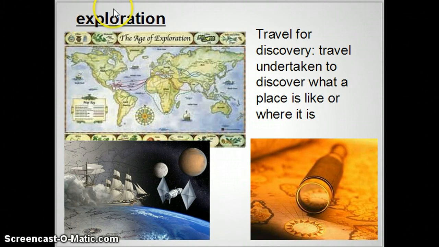Exploration. Exploration is travel for discovery. It's travel undertaken to discover what a place is like or where it is. And there are different examples of exploration. It could be ocean exploration, as we see on this map, people traveling across an ocean to explore a new area, or it could even extend out into outer space, such as exploration of the moon or Mars.